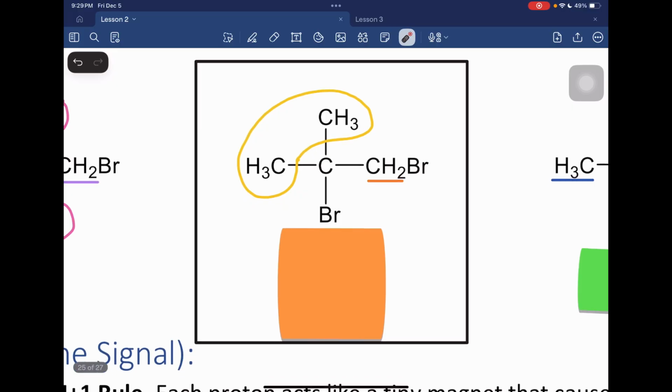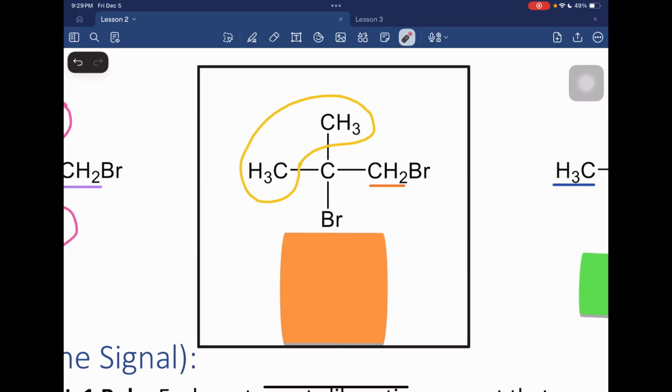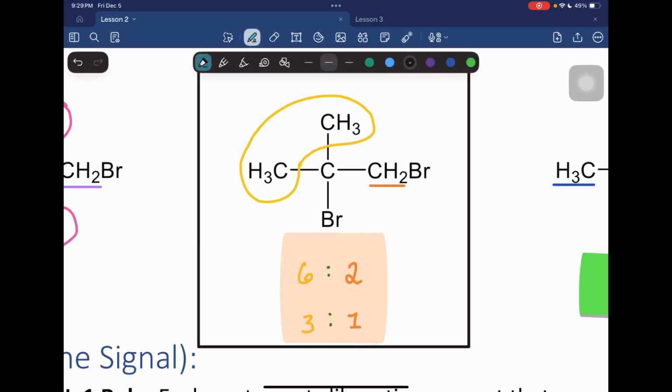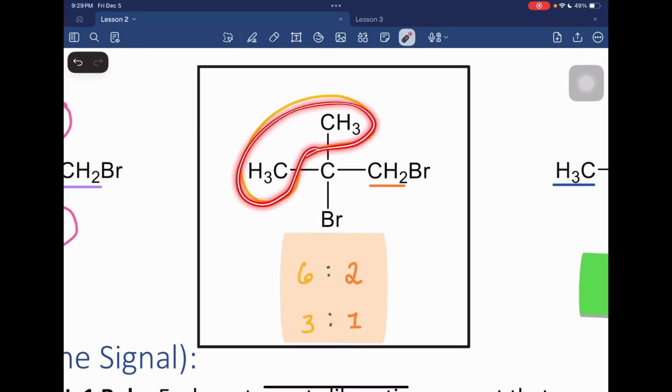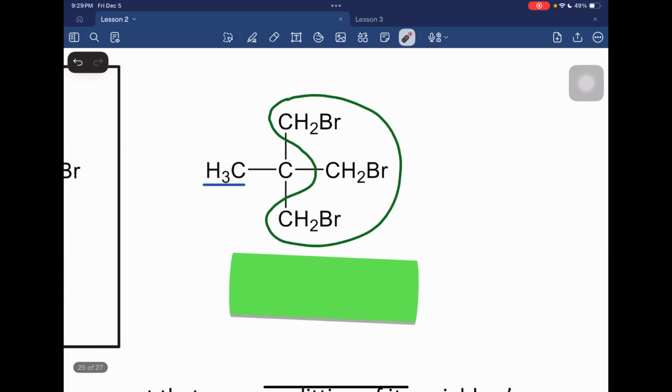This one, take a look at it. These connected by carbon-carbon bond rotation, they are one signal. This is the second signal, and we see that right here, right? The one signal is counted as 1 altogether. That's 6. The other one is counted as 2. This is 3 to 1 ratio. The last one is going to be all of these counted together as 1.